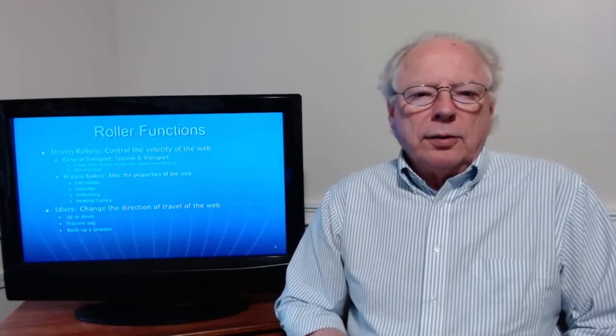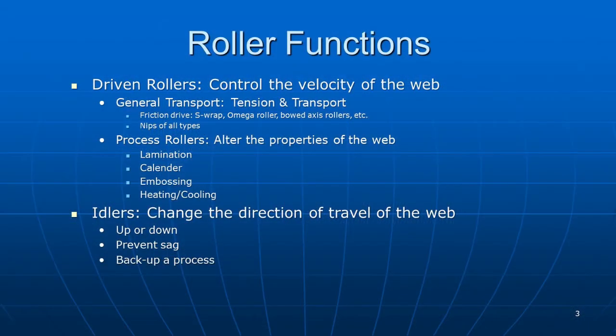Rollers divide into a couple of basic types. There's driven rollers and there's idlers. Generally, driven rollers are used to control the velocity of the web, and they break down into two types. General transport rollers, which might be NIPs, SRAPs, single-driven rollers, used basically just for transportation, and then process rollers, whose objective is to alter the properties of the web. These might be lamination rollers, calendar rollers, embossing rollers, or heating and cooling rollers.